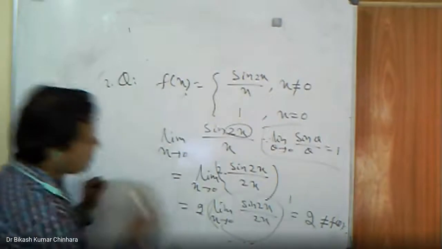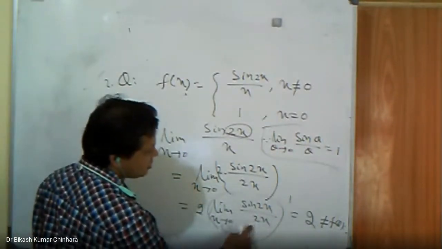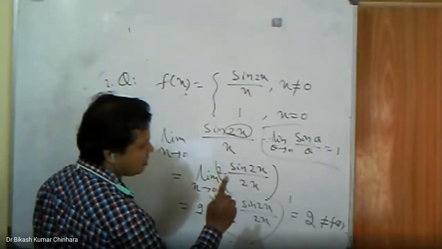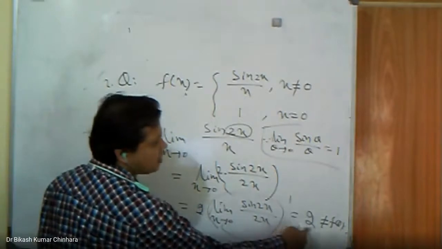So I am taking 2 out. Then it is becoming sine 2x by 2x. So its value will be 1 according to this formula. So it is 2 into 1, the whole total, it is becoming 2.